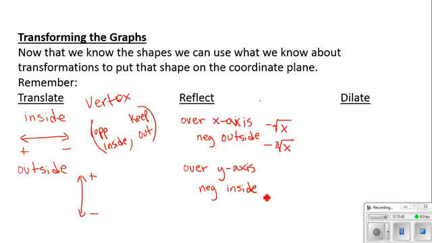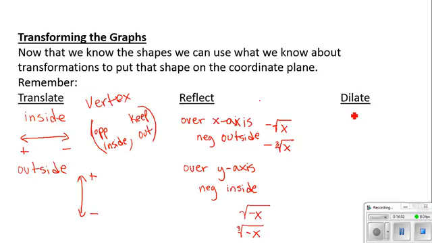But if I want to flip it left to right, if I want to flip it over the y-axis, then the negative would be inside the square root. So I would have the square root of negative x or the cube root of negative x. And this would flip it left to right. So not only can we flip it up and down, we can also flip it left to right.